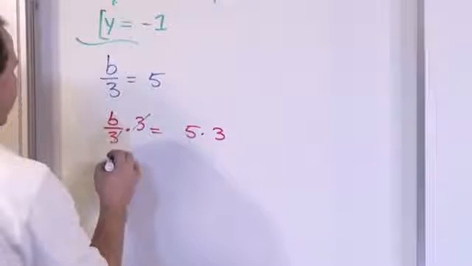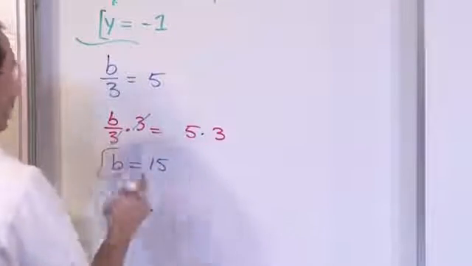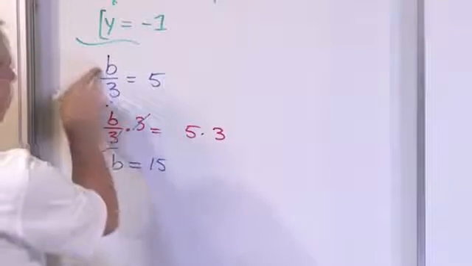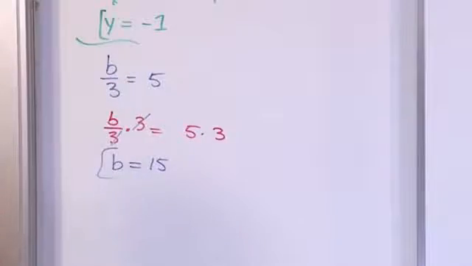So we have b by himself. On the right-hand side, 5 times 3 is 15. And to check your work, take b, put it in there. We said b was 15, 15 divided by 3 is 5, so it is definitely correct.